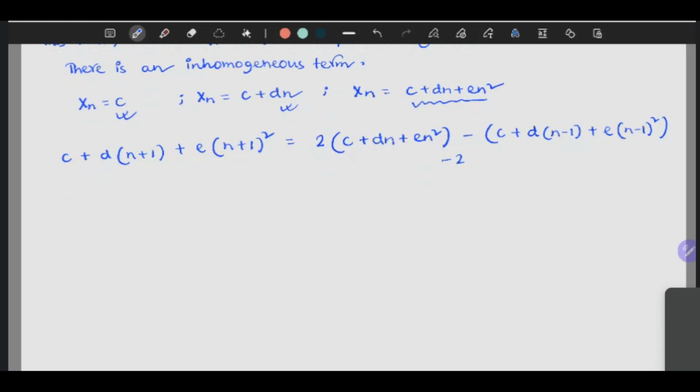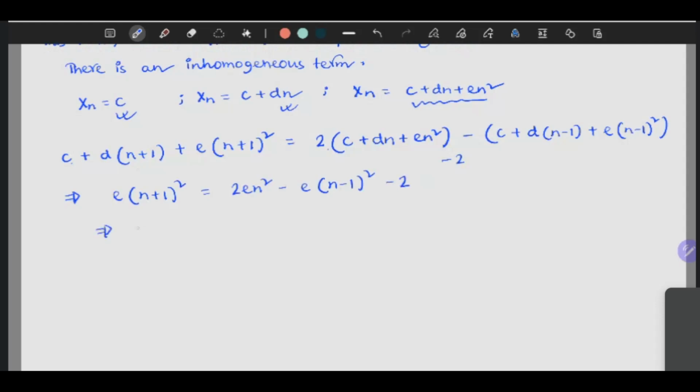So if you solve it, then it becomes c to c and c cancels out. So c cancels out, d(n+1) to dn, there is 1 minus dn, so 1 dn remains, and there is 1 plus d, so plus d. This also cancels out, so the only thing that remains is this one, right? So e(n+1) whole squared 2 e n squared minus e(n-1) whole squared minus 2.